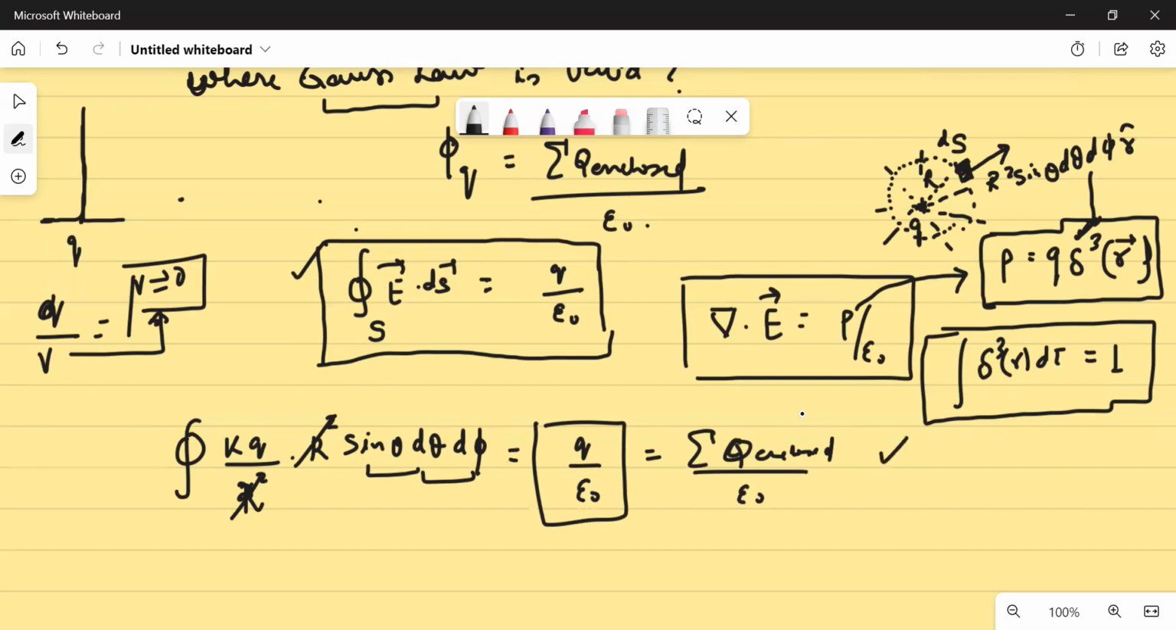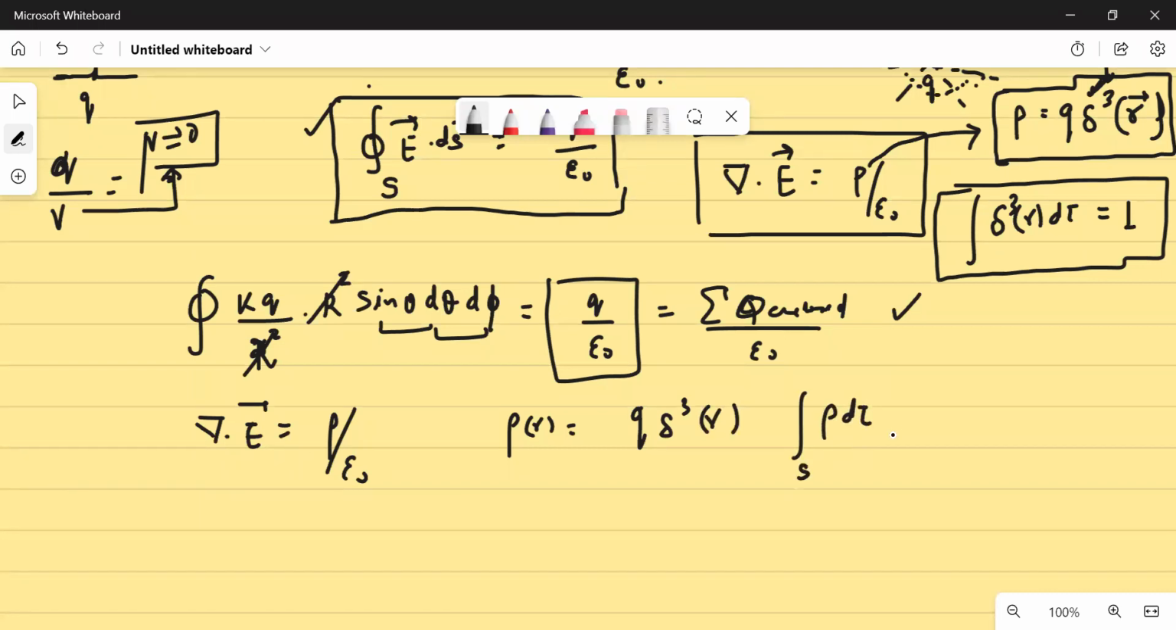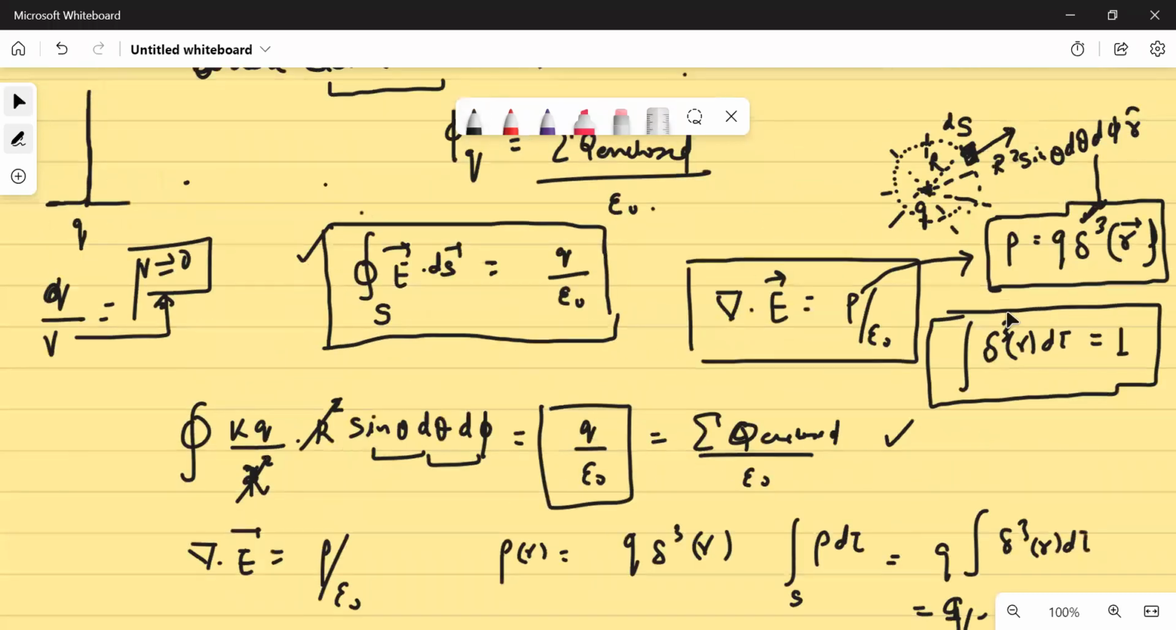Is that clear? Now, if you want to go the other way around, with the differential law, what would the differential law give you? The differential law would give you rho upon epsilon naught, and rho as a function of r, for a point charge, is Q Dirac delta cube of r. Now you can simply integrate rho d tau over the volume, and you will get Q integral of delta cube of r d tau, and this will be equal to Q. So overall, you know that this is how your Gauss law functions.